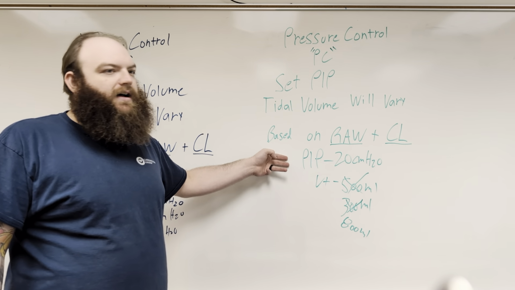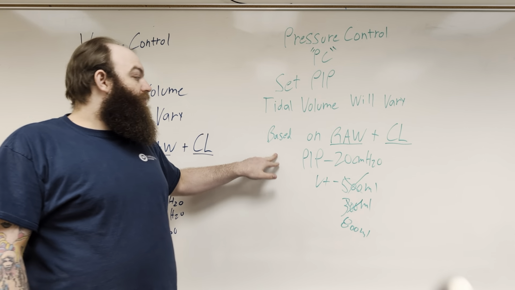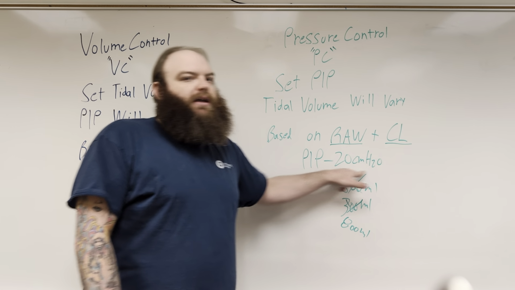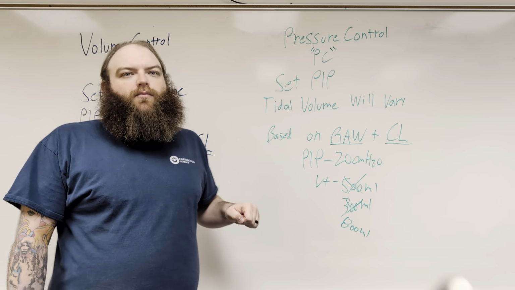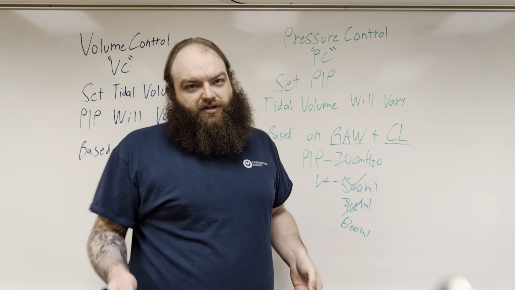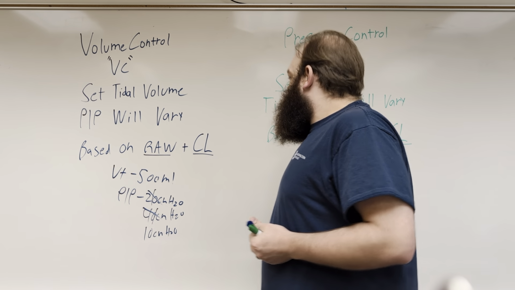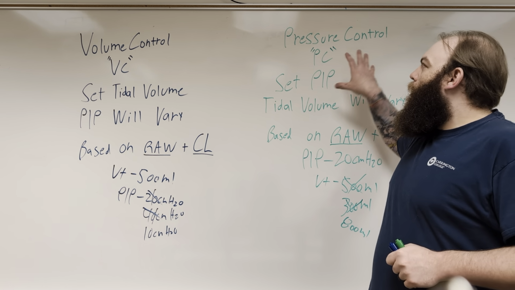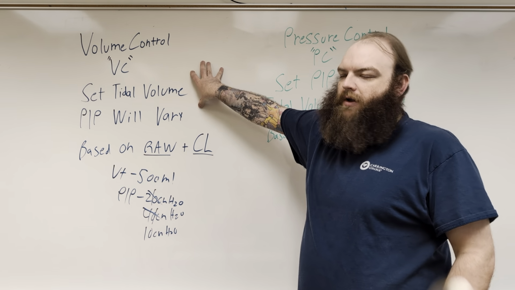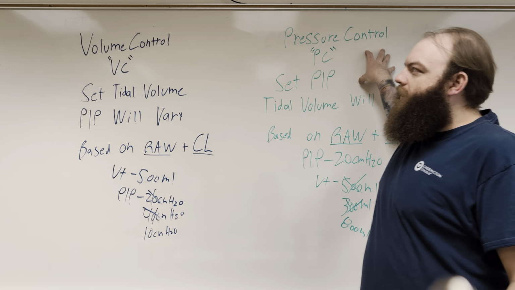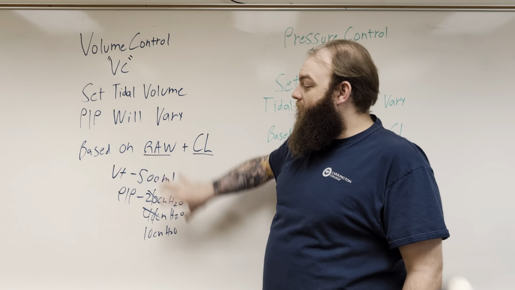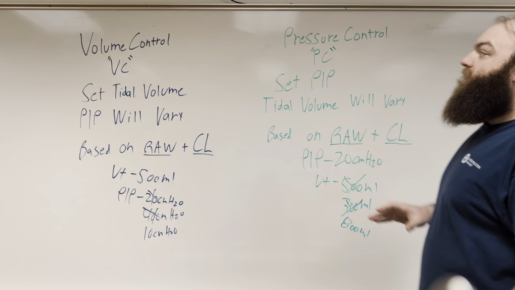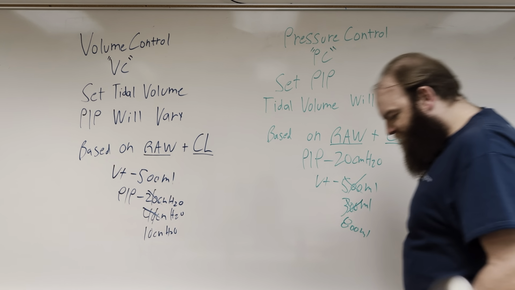This is a great mode for patients who you are worried about barotrauma and volume trauma. They will only get the PIP that I have set, nothing more, so we don't have to worry about blowing out the patient's lungs. The disadvantage is we don't have a set minute ventilation that we would get with our volume control. Pressure control does not have a set minute ventilation, volume control does. So we have more precise ventilation with volume control, but safer ventilation with pressure control.